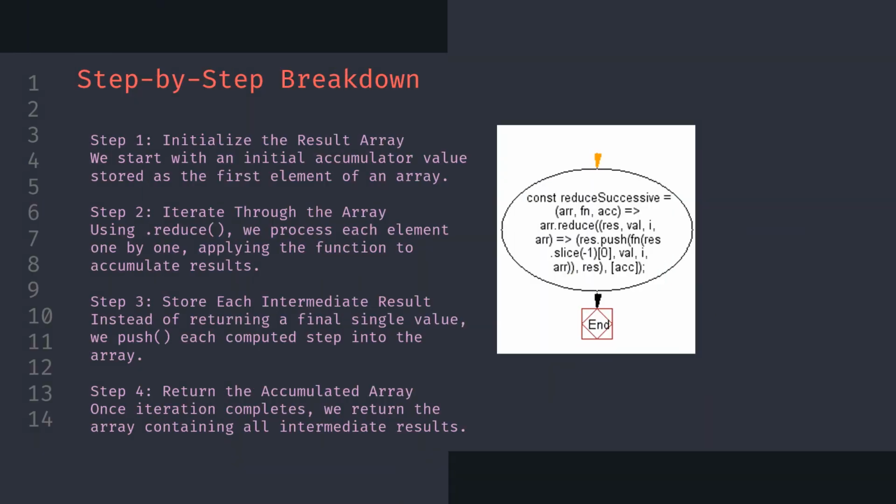Breaking it down, we start with an initial value, apply the function iteratively, and store every intermediate result in the output array.